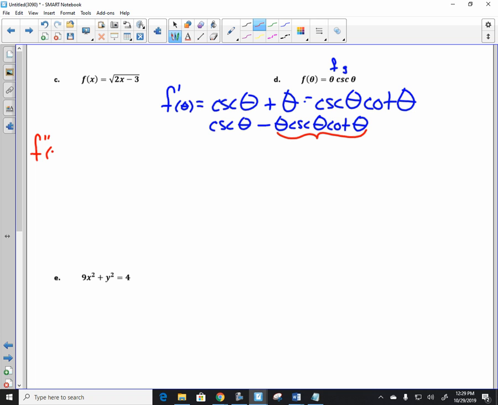F double prime of theta starts off with the derivative of cosecant. What's the derivative of cosecant? Negative cosecant of theta, cotangent of theta. I then have a minus sign, correct? I'm going to subtract that derivative. Goodness. So everybody see that? We're going to have to use the product rule twice here.